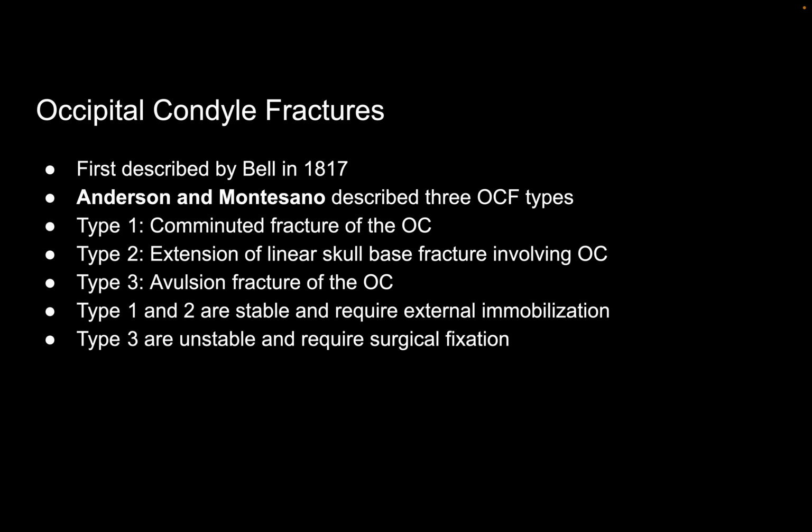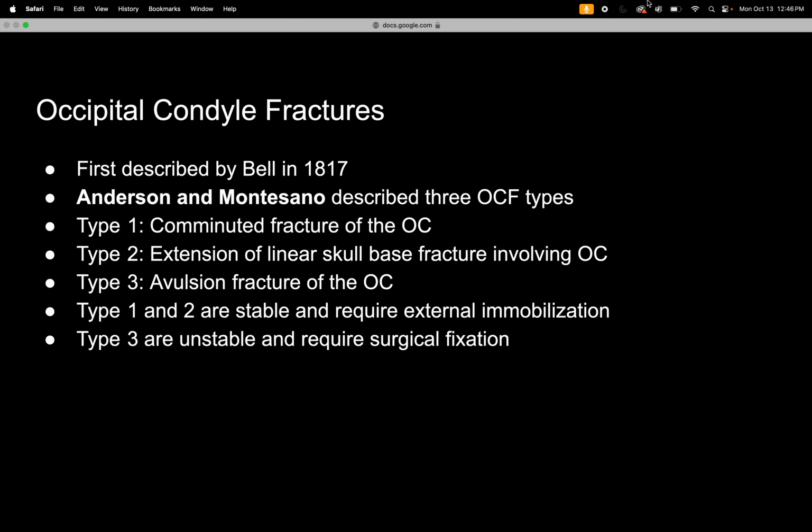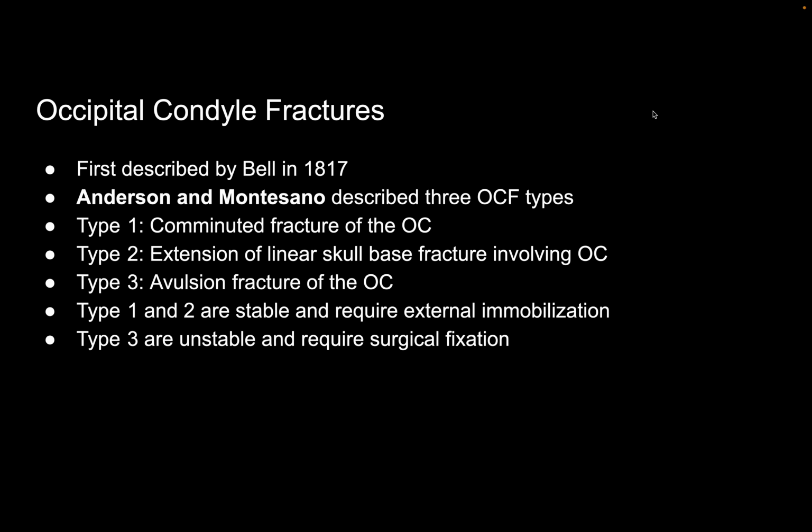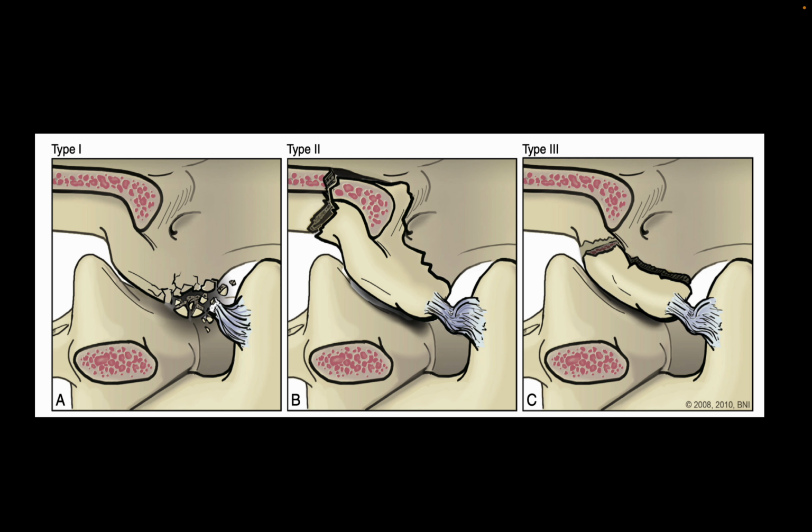So, they classified three types, similar to Traynelis, with type 1 being comminuted fracture of the occipital condyle, type 2 being an extension of the linear skull-base fracture involving the occipital condyle, and then type 3 being an avulsion fracture of the occipital condyle. Type 1 and 2 are stable, require external immobilization. Type 3s are unstable and require surgical fixation. And this is just speaking in generalities. I'm sure you can find some case reports, you can find some differences in opinions, but based on the aggregate literature, these are kind of the recommendations.